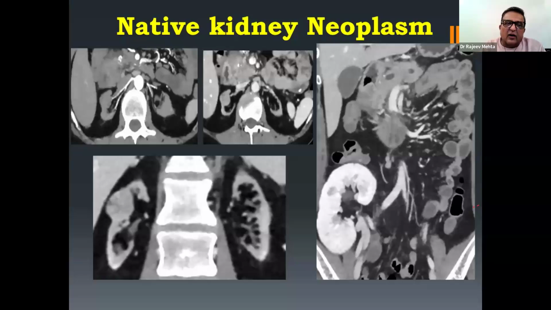A CT scan was carried out because ultrasound picked up a suspicious mass in the right kidney. And what we see over here is a fairly moderate-sized mass in the upper pole of the right kidney. It shows classical enhancement after post-contrast, consistent with a solid renal neoplasm, and on surgical resection, it proved to be RCC. So at times, you do see renal neoplasms occurring in the native kidney in post-transplant patients.